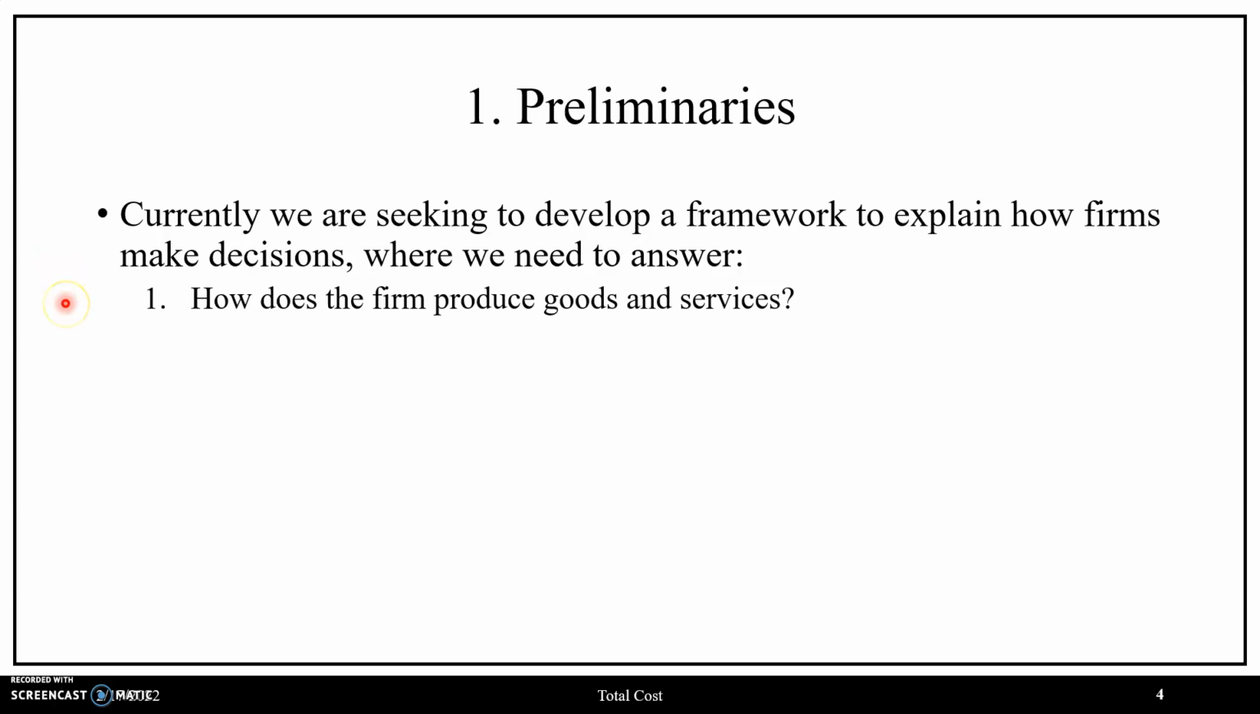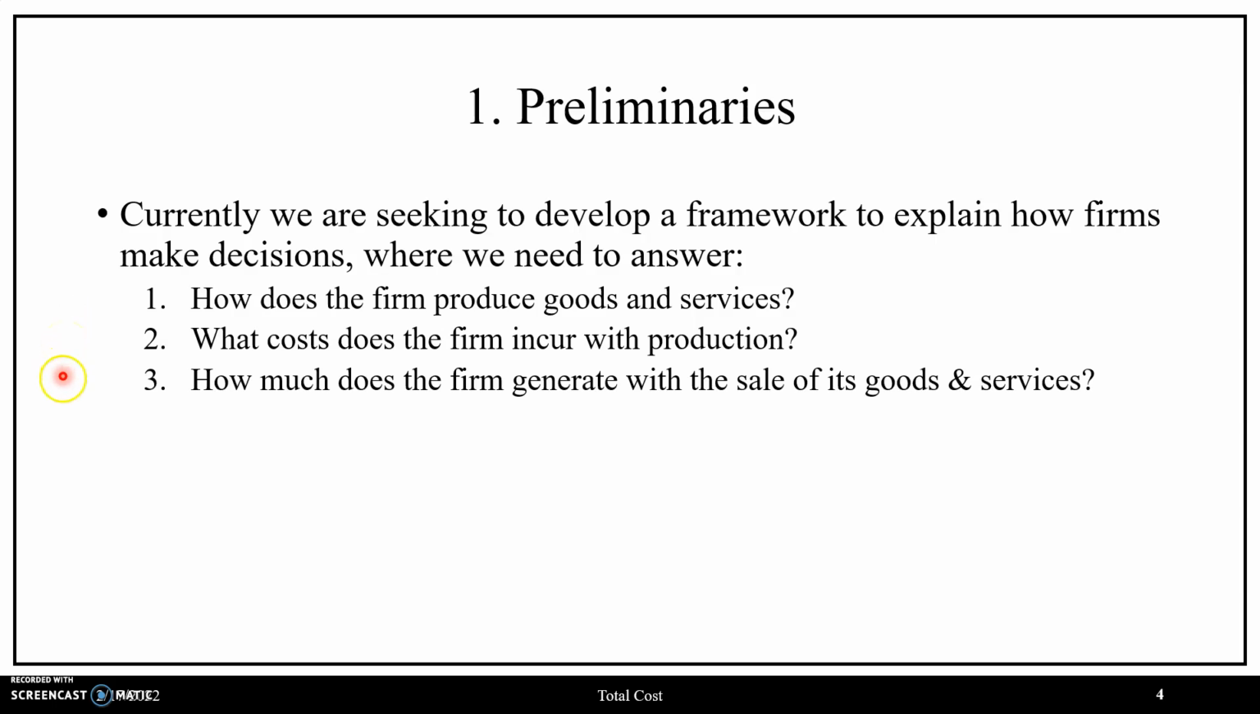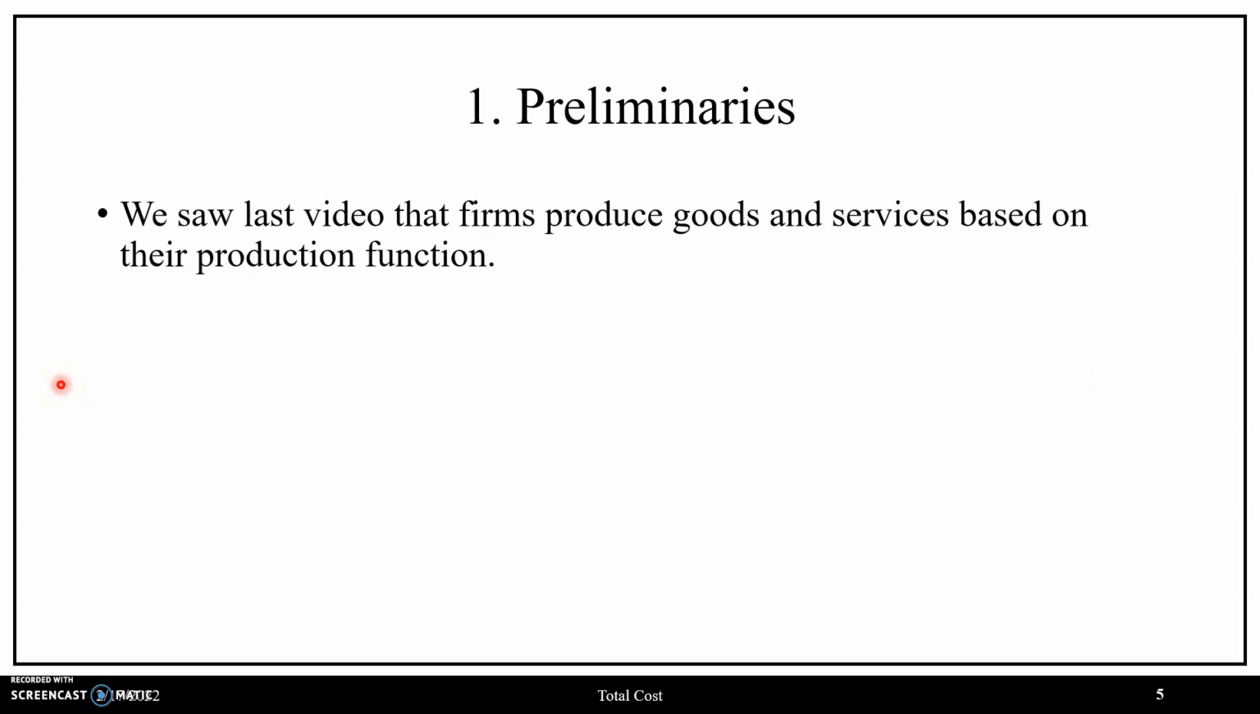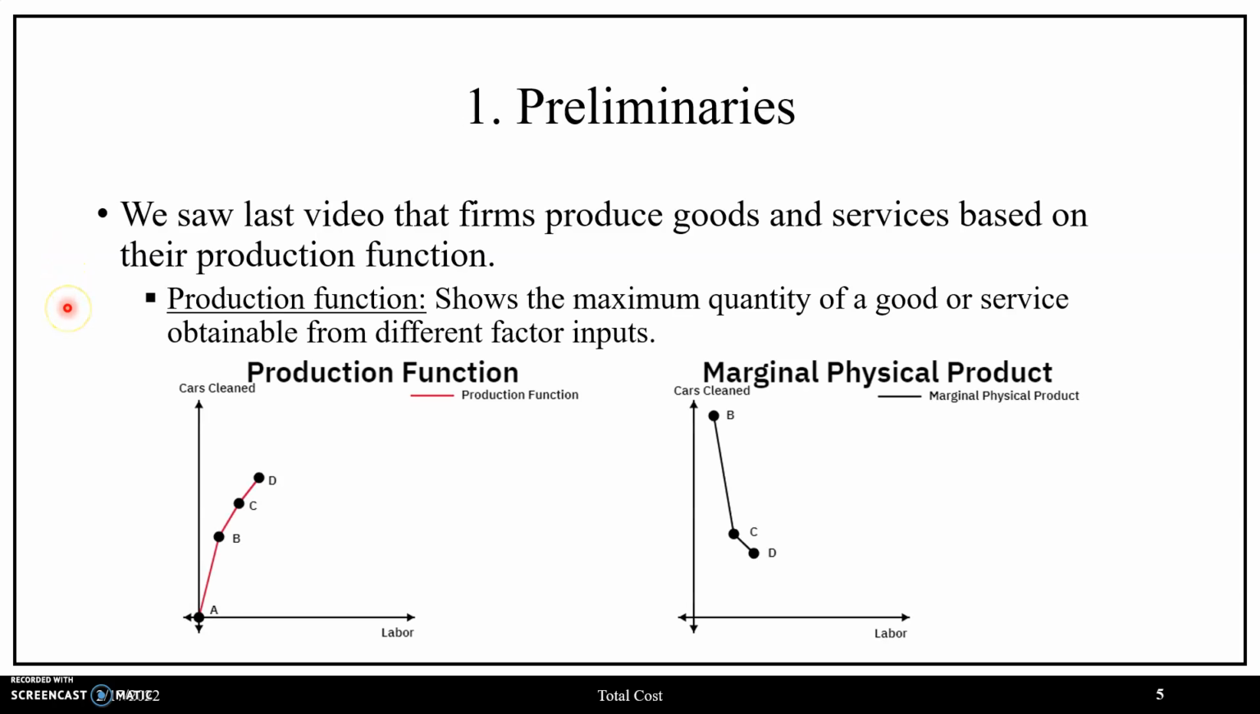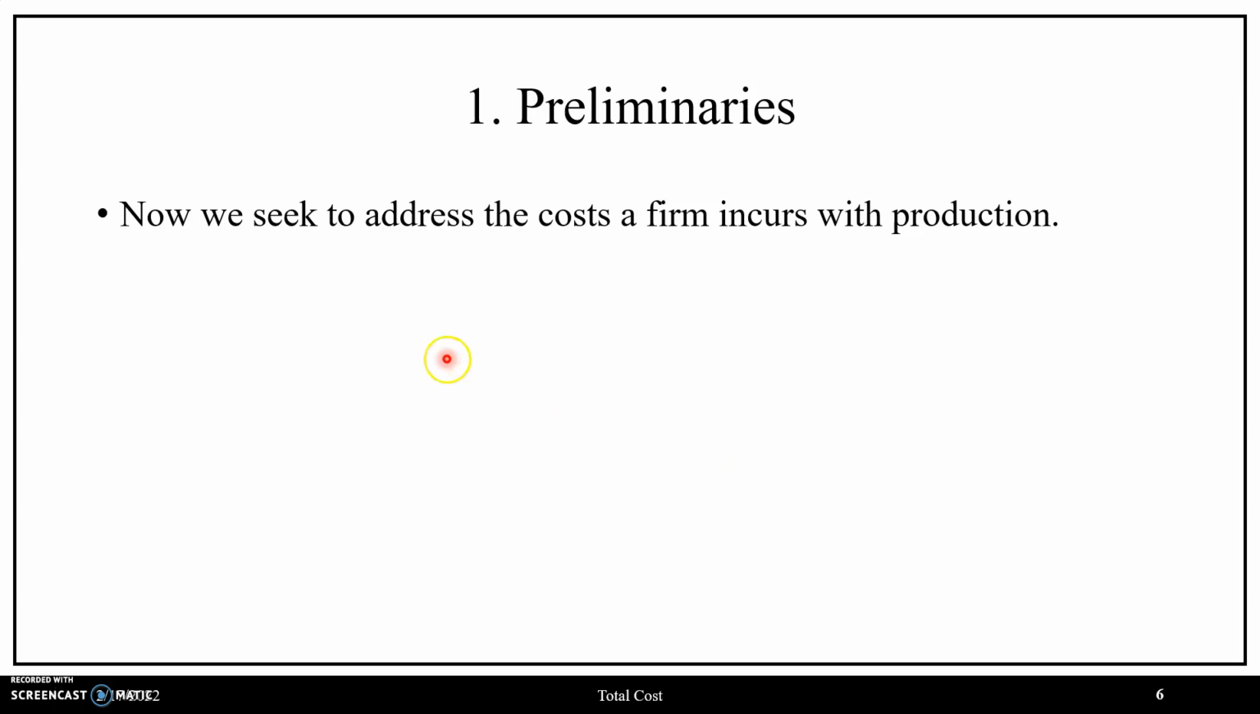we need to answer how does the firm produce goods and services, what costs does the firm incur with production, and how much does the firm generate with the sale of its goods and services. In our last video, we addressed the first question in that firms produce goods and services based off of their production function, which showed the relationship between the factors of production to output, where we examined the properties of the production function as well as its rate of change through the marginal physical product. Now we seek to address our second question in terms of costs incurred to the firm through production.